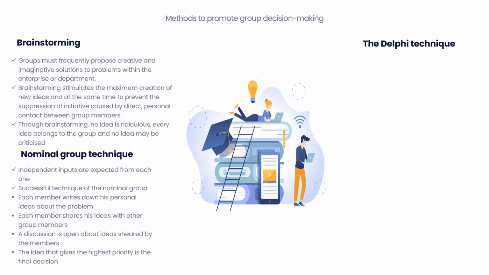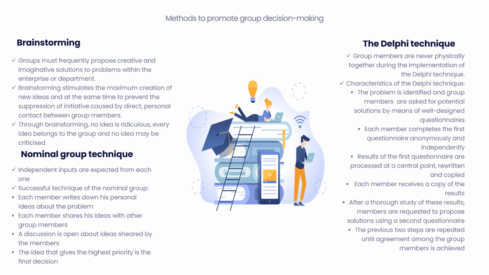The Delphi technique. Concerning Delphi, group members are never physically together during the implementation of the technique. So everyone deals with the situation separately, not together in the same room. People must be separate. Characteristics of the Delphi technique: the problem is identified and group members are asked for potential solutions by means of well-designed questionnaires. Each member completes the first questionnaire anonymously and independently.